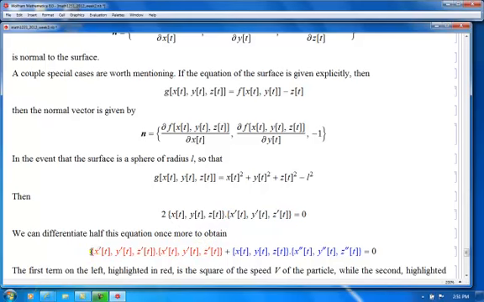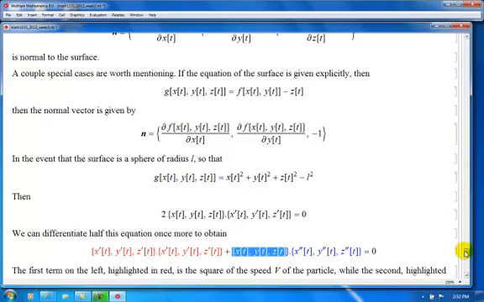So we differentiate using the product rule and the chain rule. What we'll get is two terms. This one here, which I've highlighted in red, is just the square of the speed of the particle, and this term here is the normal component of the acceleration of the particle, highlighted in blue.